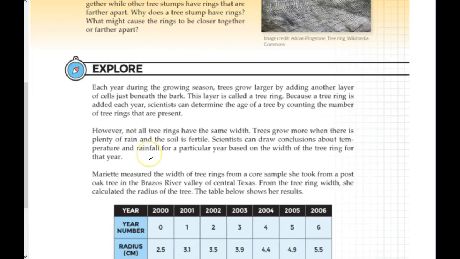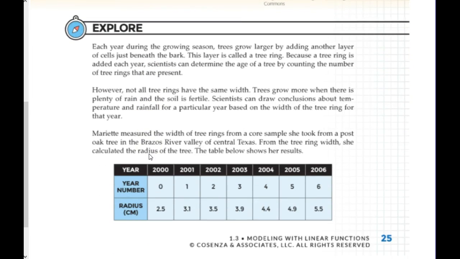Okay, but let's talk about an example here. Each year during the growing season, trees grow larger by adding another layer of cells just beneath the bark. This layer is called a tree ring. Because a tree ring is added each year, scientists can determine the age of a tree by counting the number of tree rings that are present. However, not all tree rings have the same width. Trees grow more when there is plenty of rain and the soil is fertile. Scientists can draw conclusions about temperature and rainfall for a particular year based on the width of a tree ring for that year. So obviously, if you got a big old ring, it must have been a rainy year.